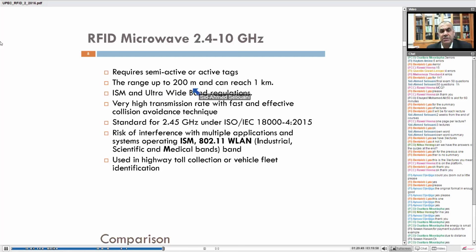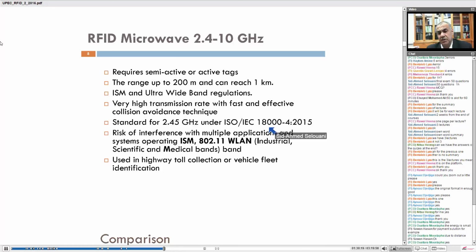So the microwave RFID is between 2.4 and 10 gigahertz. It requires semi-active or active tags. The range is up to 200 meters and can reach 1 kilometer. There are ISM and ultra-wideband regulations. Very high transmission rate, the fastest transmission rate, with a fast and effective collision avoidance technique.